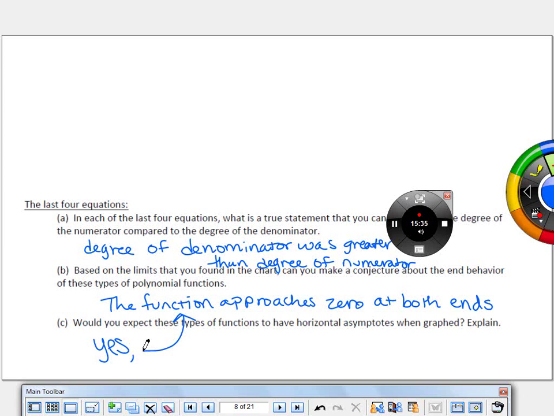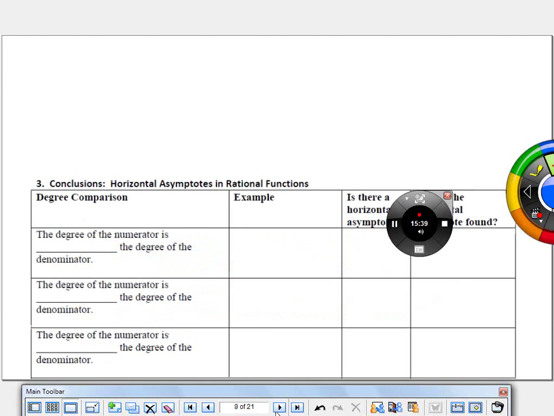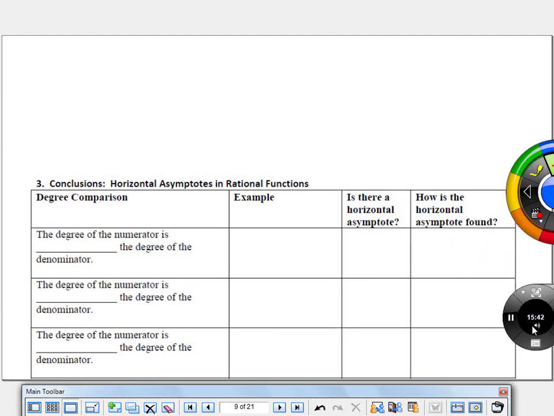So we want to make some big conclusions. Go ahead and in your group, fill out this chart as much as you can, and we'll come back together. There are three different situations. The degree of the numerator is blank the degree of the denominator; the degree of the numerator is blank the degree of the denominator; the degree of the numerator is blank the degree of the denominator. So one is going to be smaller, one is bigger, one is equal to. Write an example of an equation that would be that type of equation.